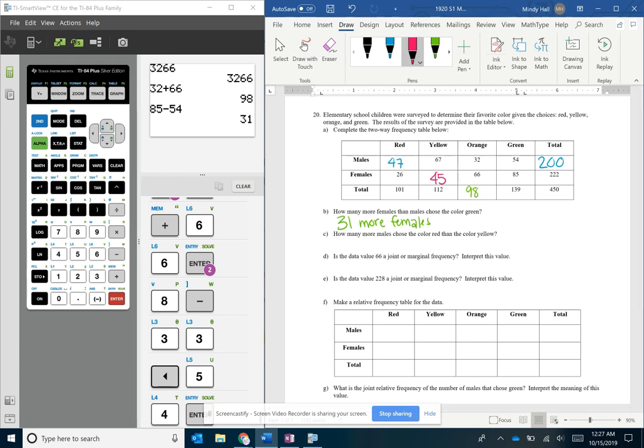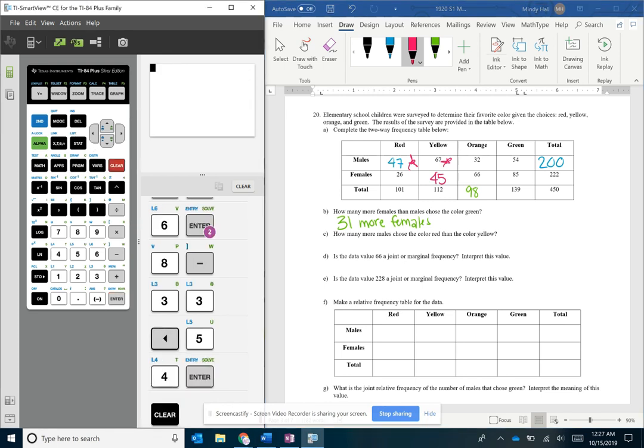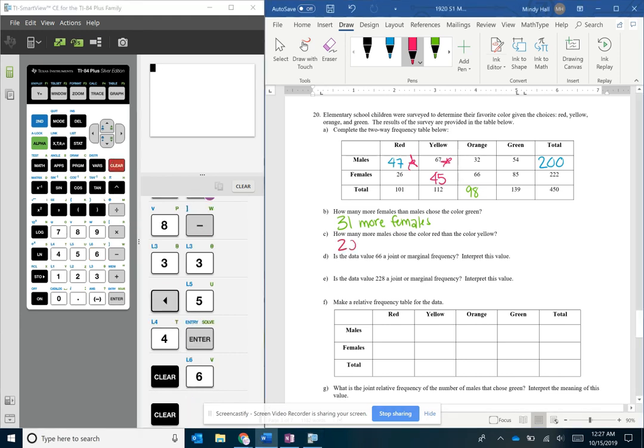So then, how many more males chose the color red than yellow? We are looking at red and yellow. With this, we would have 67 minus 47, which you might be able to do in your head, is just 20. So 20 more males. Oh, wait. How many males chose red rather than yellow? Well, technically, more males chose yellow. So I'm just going to say more males chose yellow.